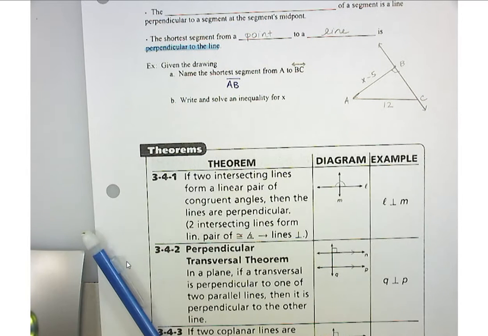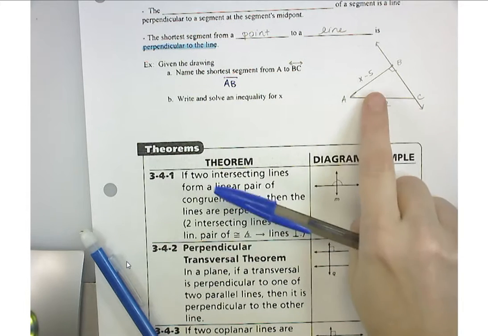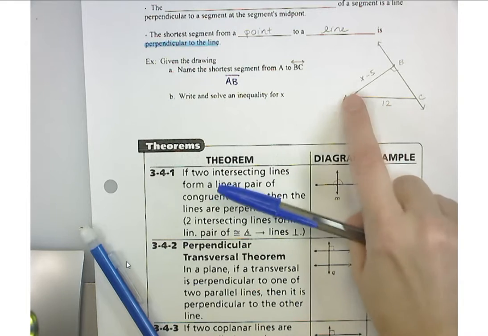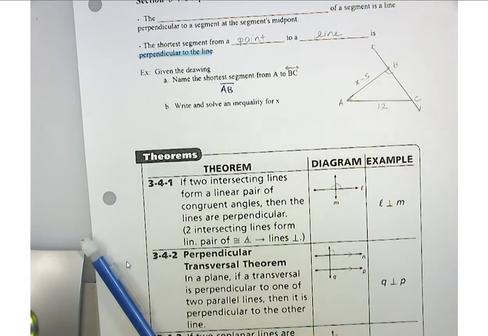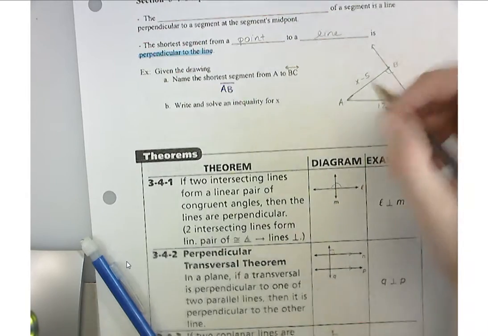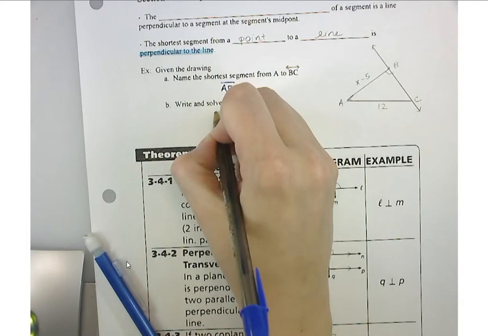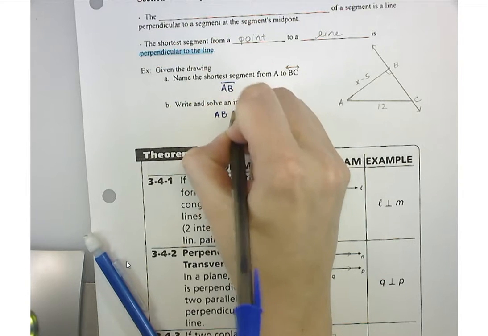Now for B, it says write and solve an inequality for x. When you're writing an inequality, do you guys remember what symbols an inequality has? Okay, yeah, less than or greater than, less than or equal to, greater than or equal to. Okay, so there is one thing that we know about these two sides that are given. You are given AB is x minus 5. You are given AC is 12. Remember that AB is the shortest segment to BC. So AB has to be less than what other segment?